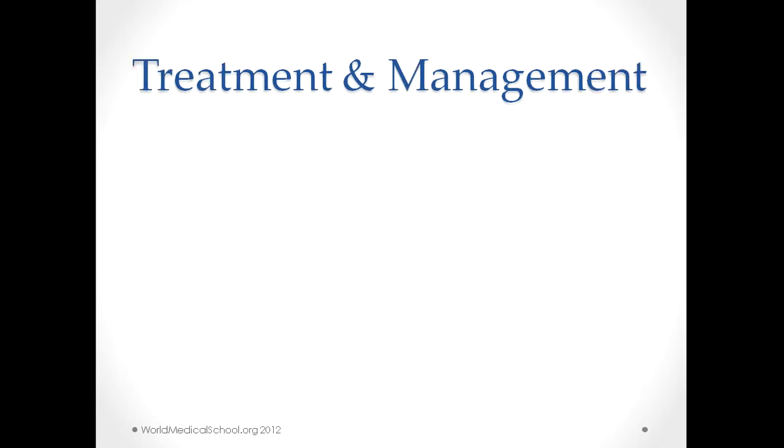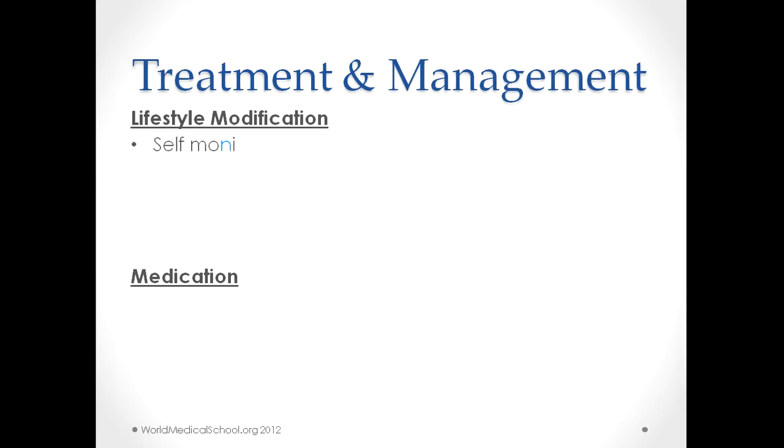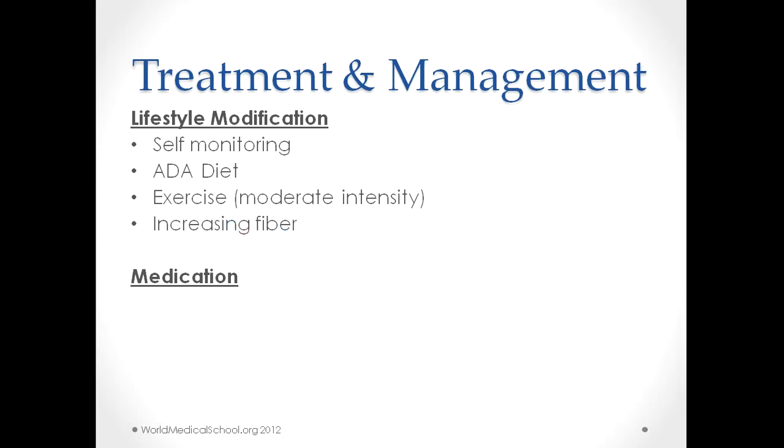The treatment involves lifestyle modification or a combination of lifestyle modification and medications. Under lifestyle modification, the patient should check her blood glucose level regularly. They should follow the American Diabetic Association diet, which involves limiting carbohydrates and including more fruits, vegetables, and whole grains. Diet and exercise of moderate intensity is also recommended. Increasing fiber in the diet has also been shown to help control blood glucose.